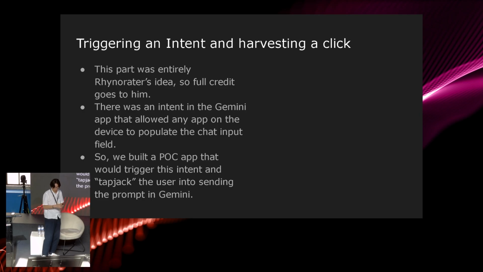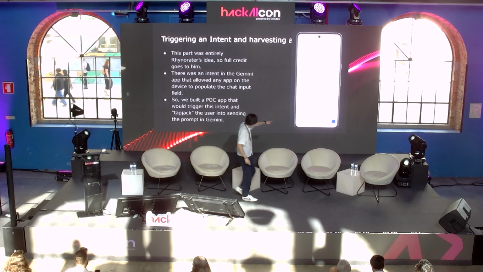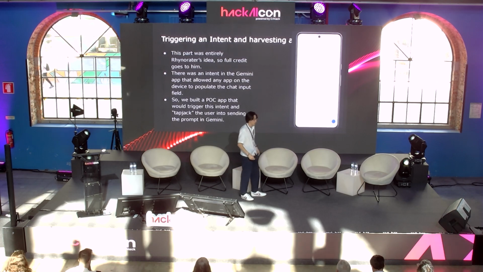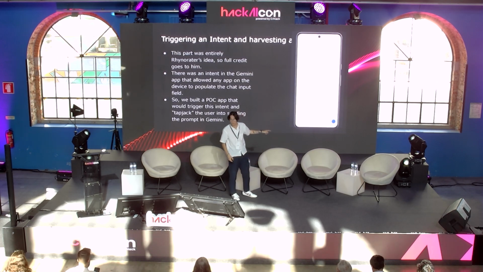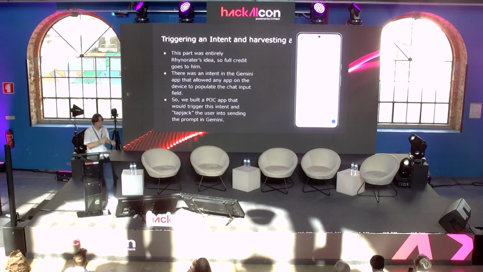So we had a workaround for this. We built a proof of concept app that would trigger this intent, which opens up Gemini and populates the little field. And then it would tapjack the user into sending the prompt. So what that looks like, it's a bit small, it says click 5 times to solve CAPTCHA. And now this is conveniently placed over the send button on the Gemini app. So someone would click like 3 times. Then we'd call the intent and it would switch. And they'd accidentally click send. And that would send the prompt. And now we can call anyone.